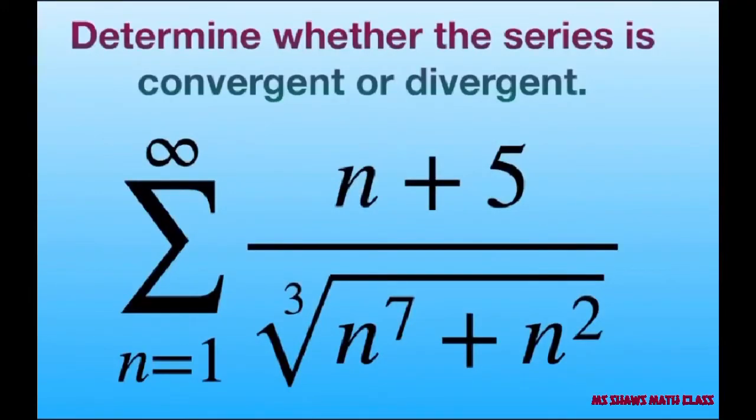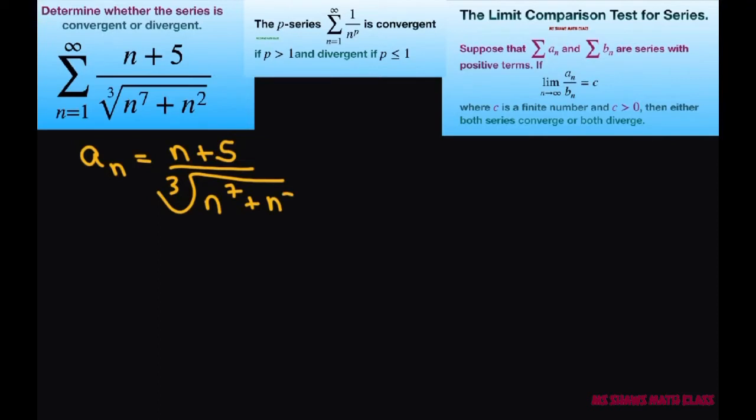We're going to determine whether the series is convergent or divergent. We're going to use the limit comparison test. So what we're going to do is let our first series equal our original, n+5 divided by the cube root of n to the power of 7 plus n squared. And then I'll let my comparison series just be n divided by the cube root of n to the 7th.